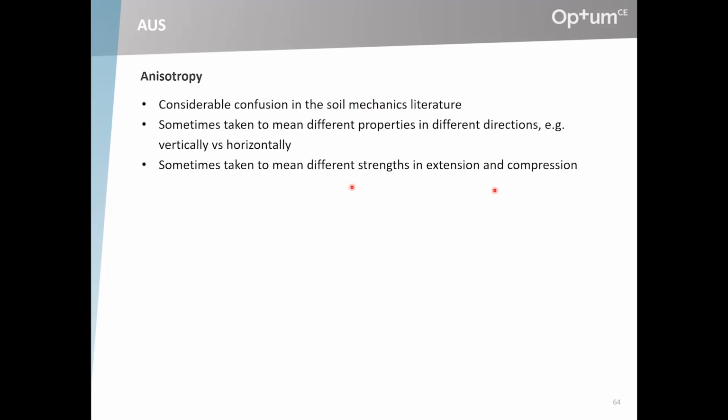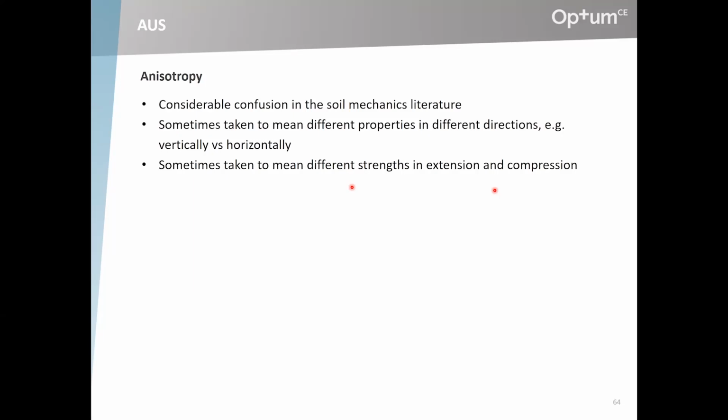The problem with introducing anisotropy, at least in the context of undrained shear strength, is that there's a huge amount of confusion out there in the soil mechanics literature, and I think it's fair to say in the soil mechanics community as a whole, as to what anisotropy really is. Sometimes it's taken to denote the situation where you have different properties in different directions, say different strengths vertically as compared to horizontally. That's what I would call anisotropy.